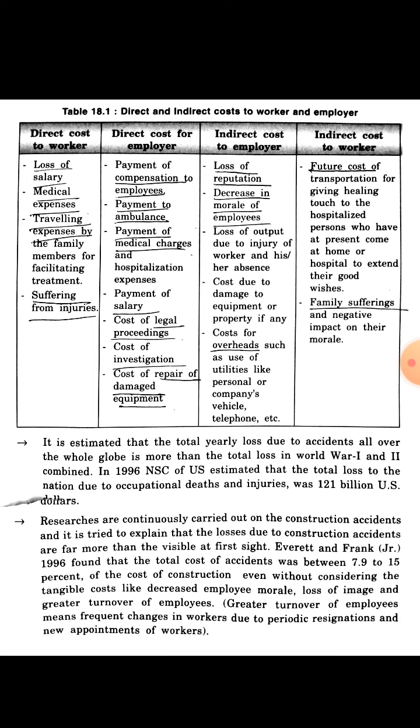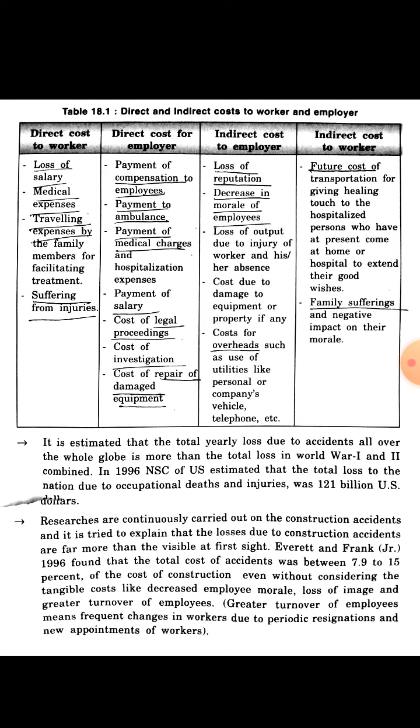And indirect costs of employers are loss of reputation, decrease in morale of employees, loss of output due to injury of the worker and his or her absence, cost due to damage to equipment or property, if any, and overhead costs such as use of utilities like personal or company vehicles, telephone, etc.